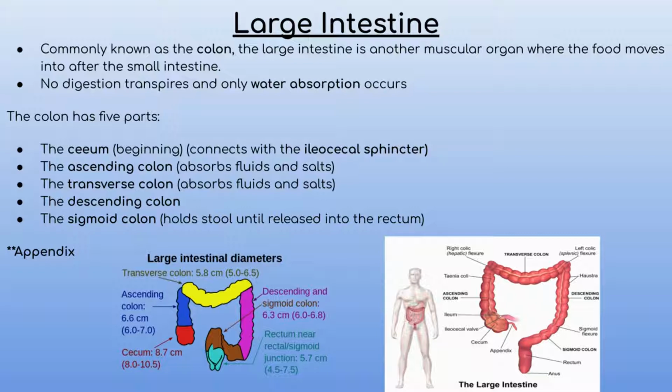First, there is the cecum, which is the beginning and connects with the ileocecal sphincter. Then there is the ascending colon, which absorbs fluids and salts, which makes it solid to form stool. Next, there is the transverse colon, which absorbs fluids and salts as well. Then there is the descending colon, and finally the sigmoid colon, which connects the descending colon to the rectum and holds stool until released from the rectum. Also, the appendix is a finger-like pouch at the end of the cecum. The reason we haven't talked about it is because it serves no purpose in the digestive process.